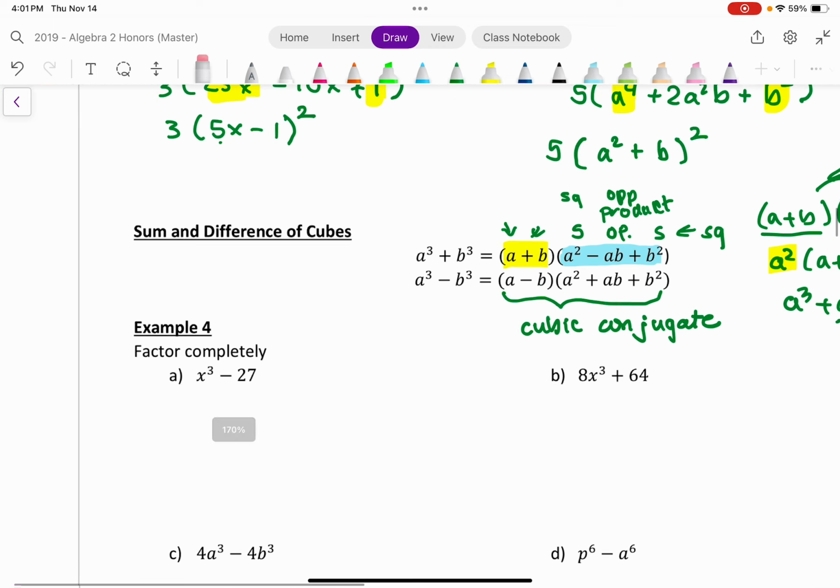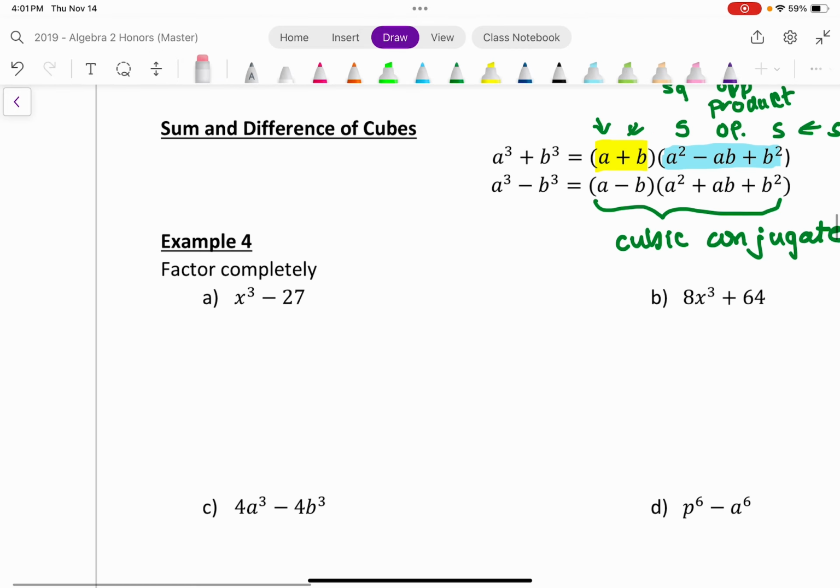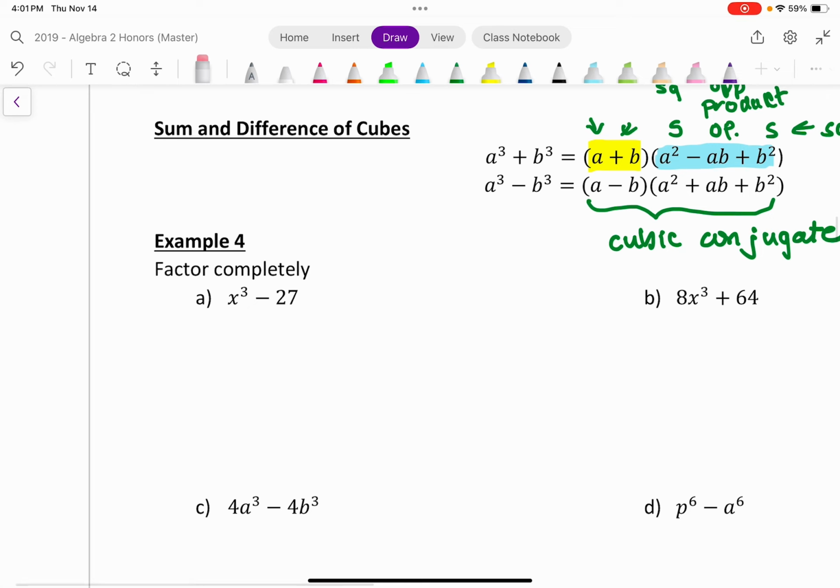So if I look at example 4, you have a cube and a cube. And again, having a list of your perfect cubes will be helpful here. So the first thing you're going to do is you're going to determine the first binomial. Take the cube root, x, cube root minus, and then the cube root of negative 27 is actually negative 3.